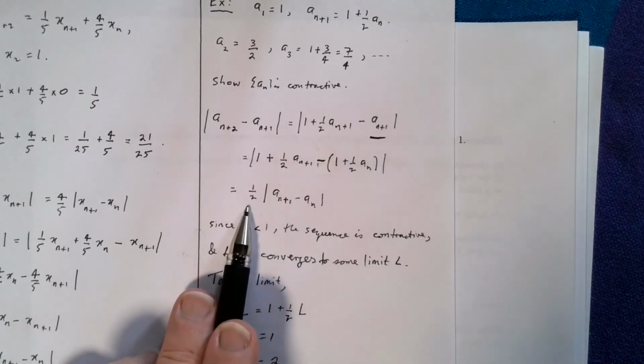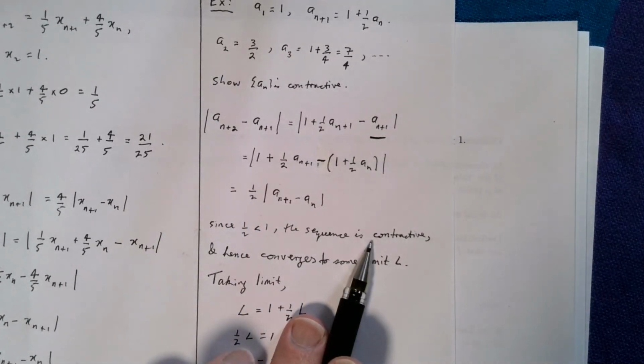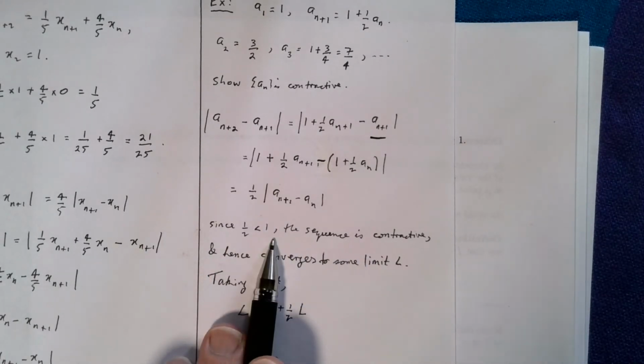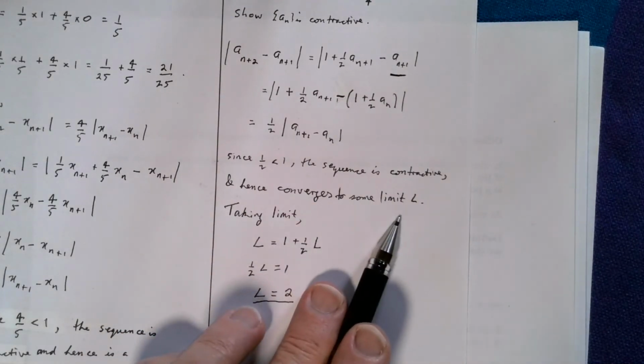Now, this half out the front here is less than 1, so the sequence is a contractive sequence because the coefficient here is less than 1. And hence this converges to some limit L.